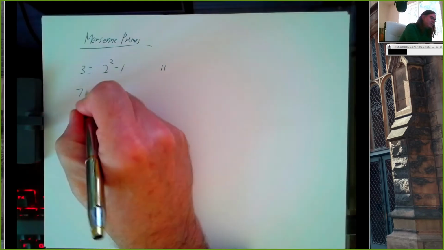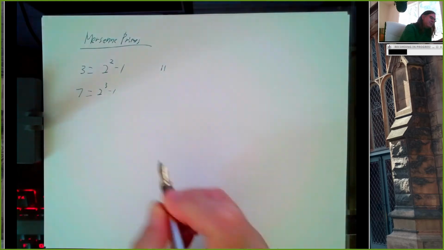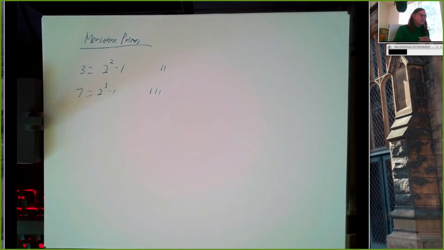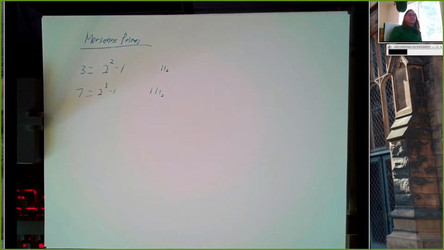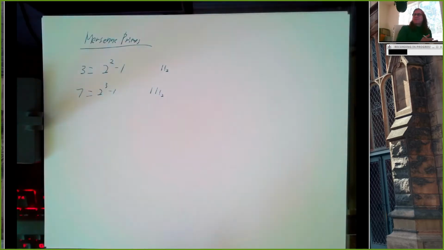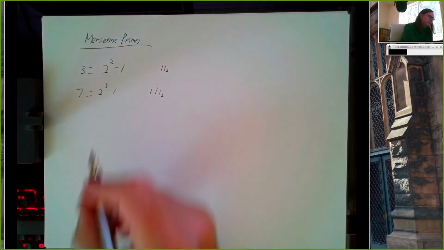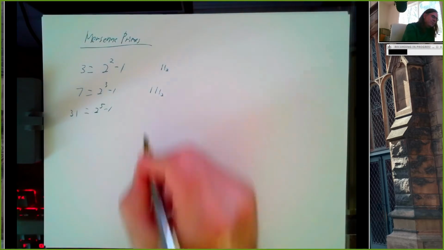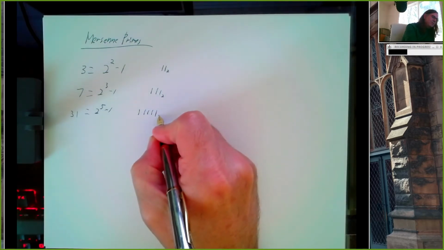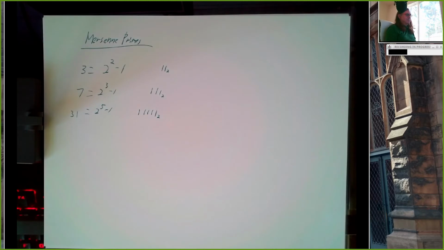A 7 is also prime, and that's actually 2 cubed minus 1. So that looks like 3 1s side by side. I'll put a little base here, let you know it's binary. 2 to the 4th minus 1 is 15. Well, that's not prime. 15 is 5 times 3. But 2 to the 5th minus 1, that's 31. And that's 5 1s side by side. So far so good.